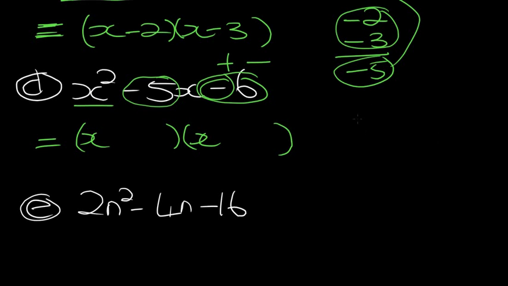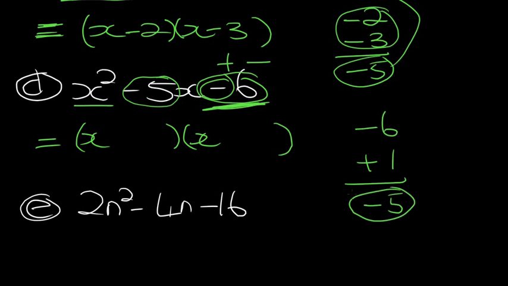Now I would think it would be minus 6 times plus 1, because minus 6 times plus 1 will give you the minus 6, but if you add it together, it will be minus 5, and this is equal to this middle term here. And yeah, so your terms in the brackets will be minus 6 and plus 1.